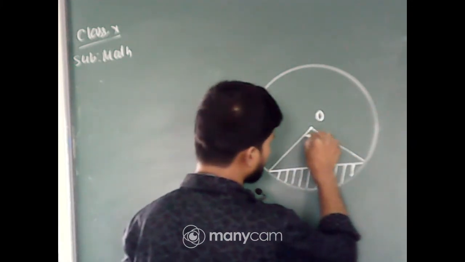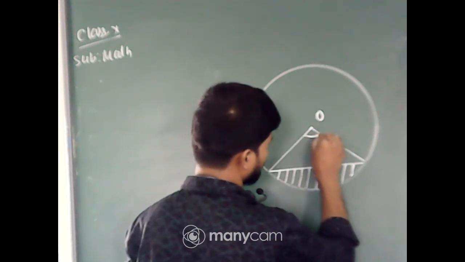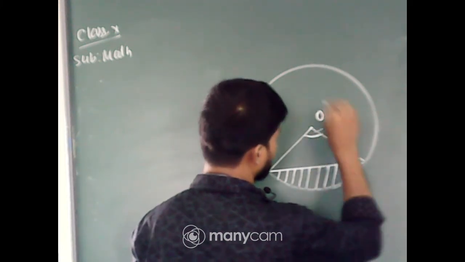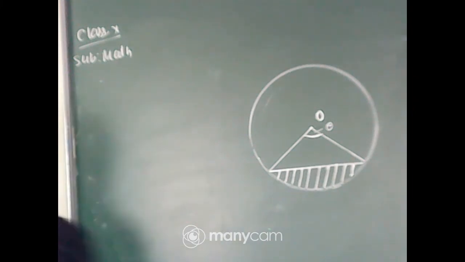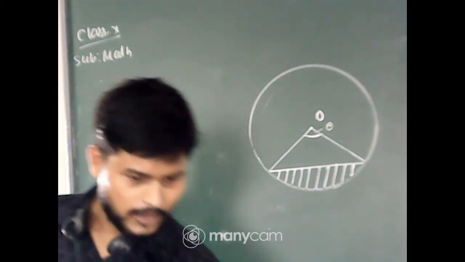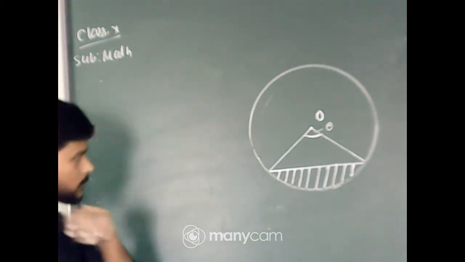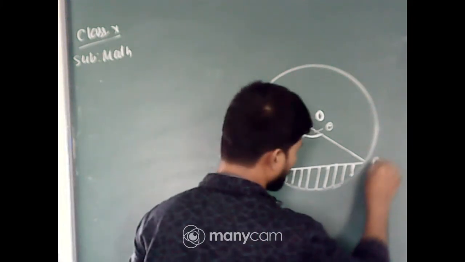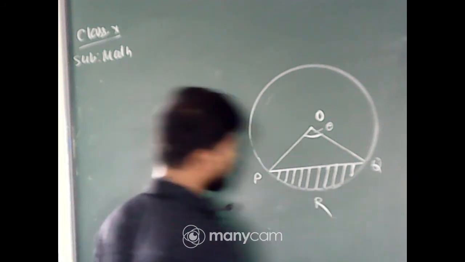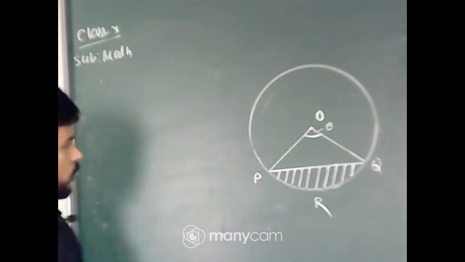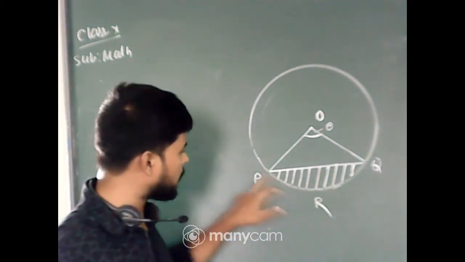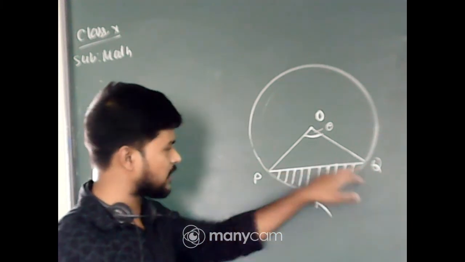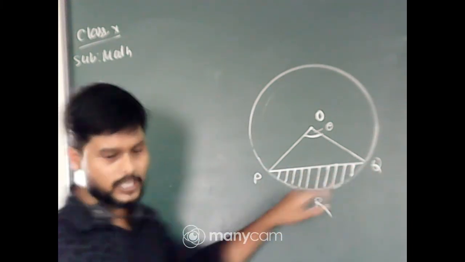Suppose this is theta. How to find it? Now it has a formula. Okay, let's give it a name, O, P, Q, and let this point be R. So the area of PRQ means the area of this minor segment.